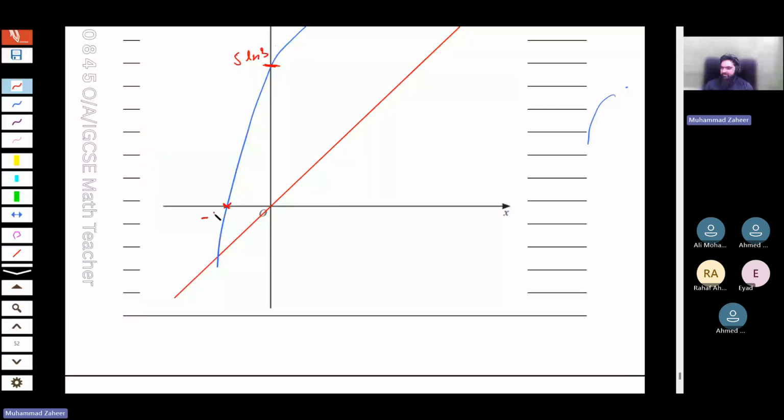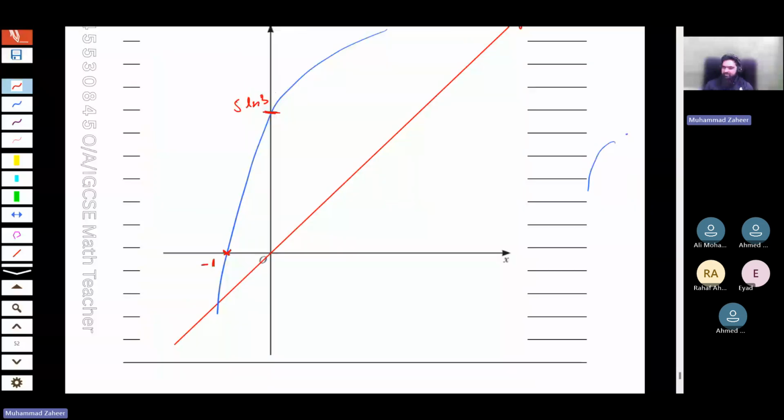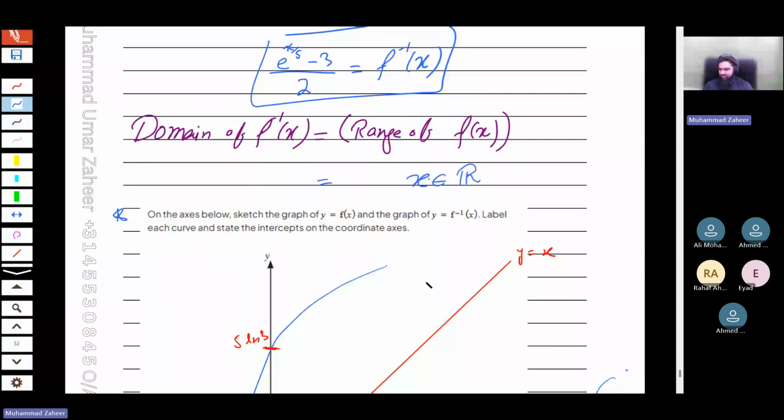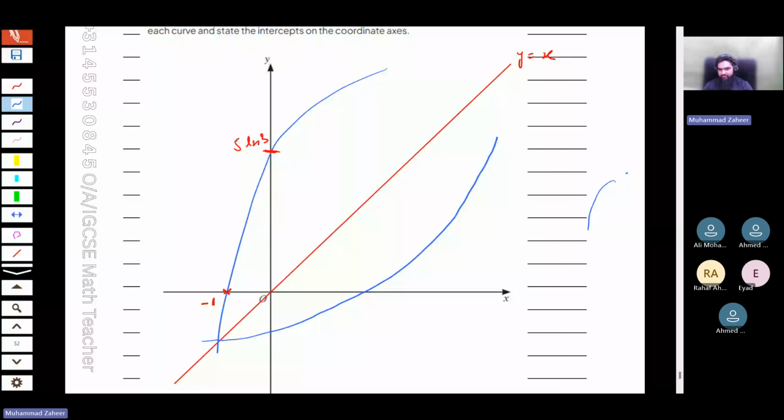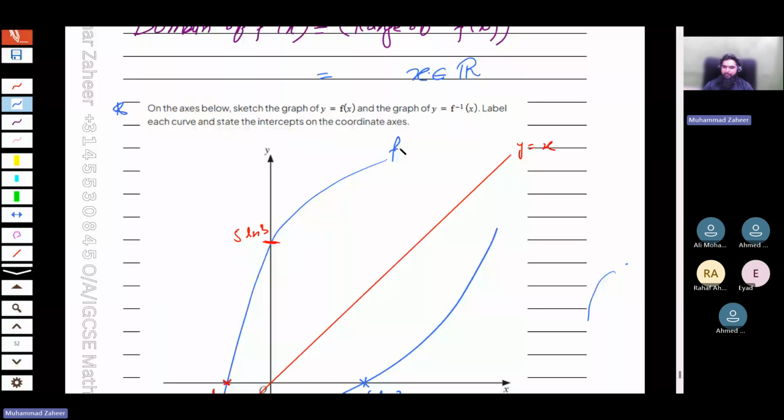Now I need to find the inverse function. You can find it, we have the inverse function, we can substitute the value. But you know that the inverse function is basically just the reflection. So you just have to make the inverse function like this. You know that this value is 5 natural log of 3, so this will be 5 natural log of 3 as well. It is minus 1, so this point will be minus 1 as well. Because each point is going to be reflected here. This is my function f of x, and this is the graph f inverse of x.